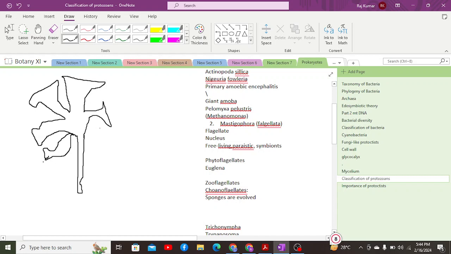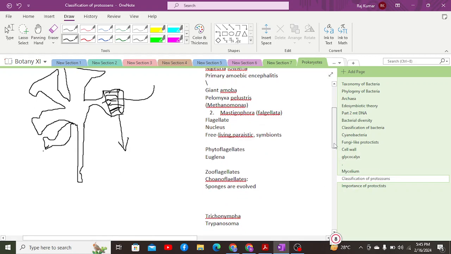Now, these conoflagellates have flagella out of their body, and surrounding that flagellum there is a delicate collar. This collar is a characteristic of these conoflagellates, and it gives them their name. The conoflagellate has a similar shape to the choanocytes of the sponges. That is why it is deduced that sponges evolved from here.